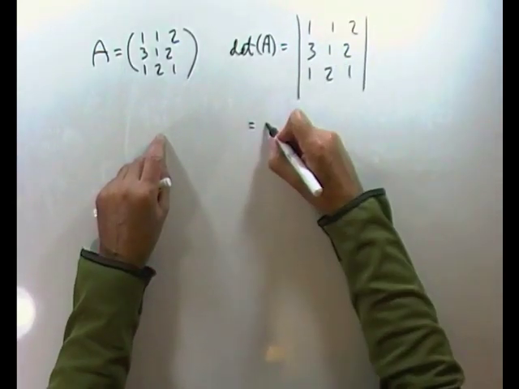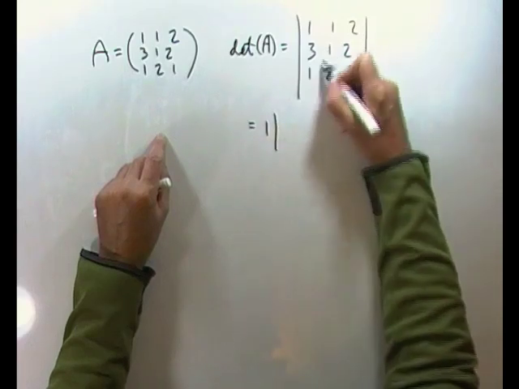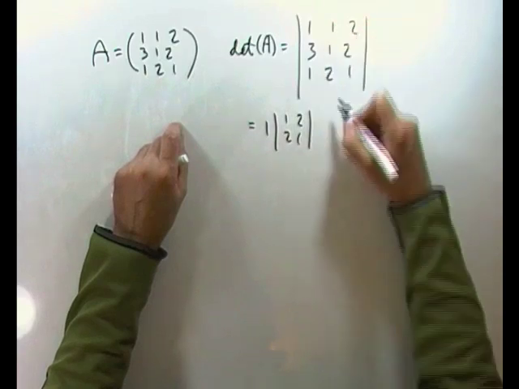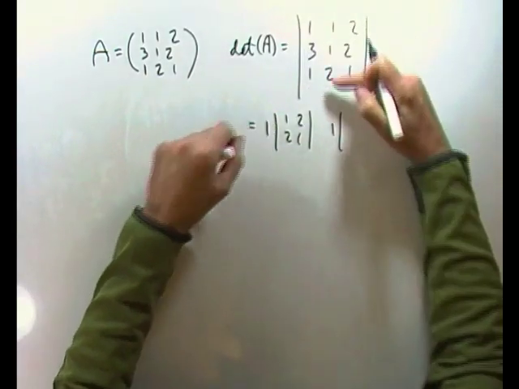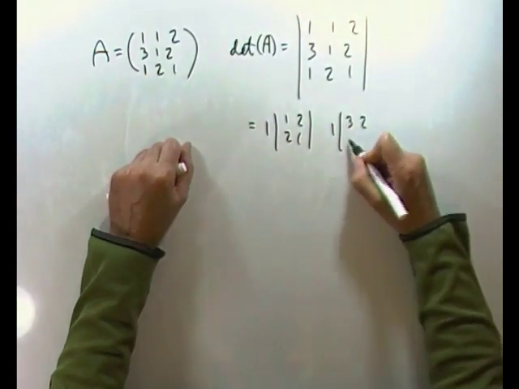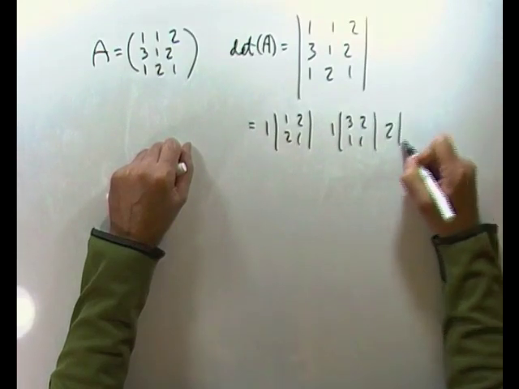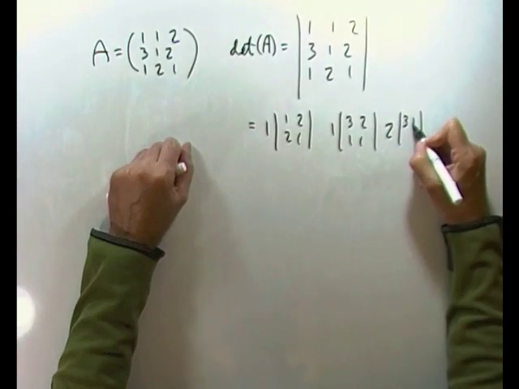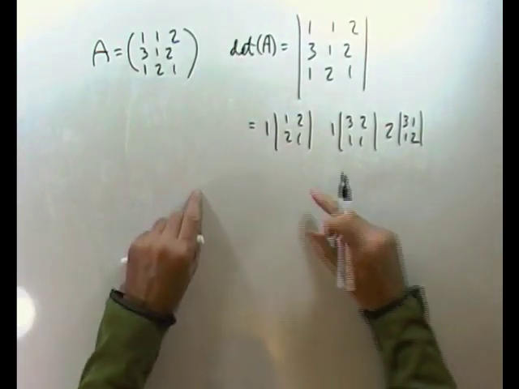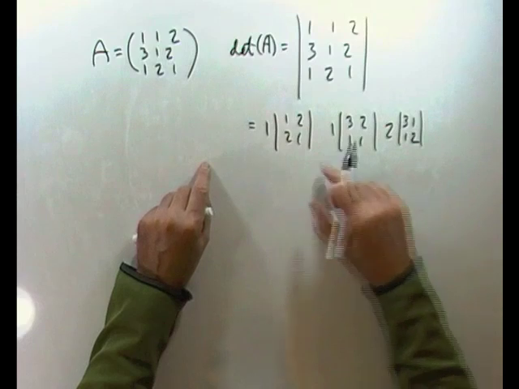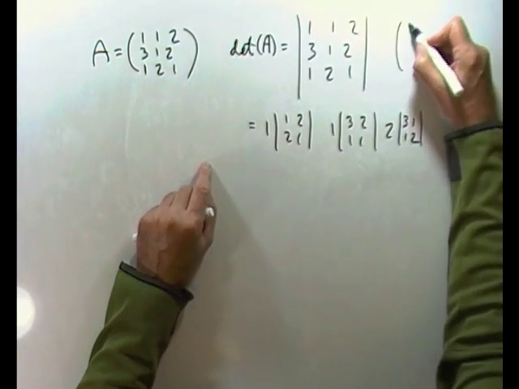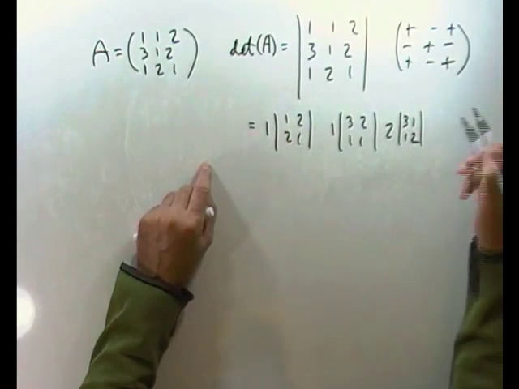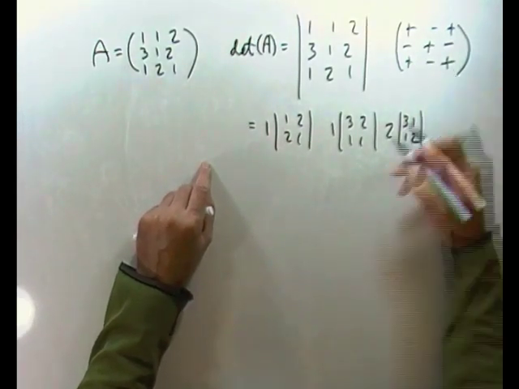So I'll just take the top row. So 1 would multiply this one, 1, 2, 2, 1. The middle one would multiply, take out that T shape, 3, 2, 1, 1. And the 2 would multiply, knock out that bracket on the side, 3, 1, 1, 2. But each of these has got a sign associated with it, which for a 3 by 3 matrix would look like this. But one that follows a fairly straightforward pattern.